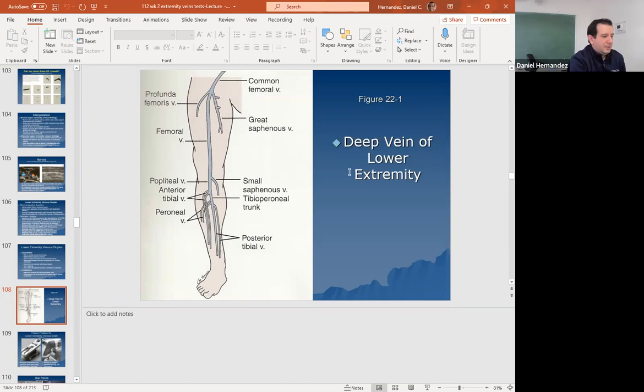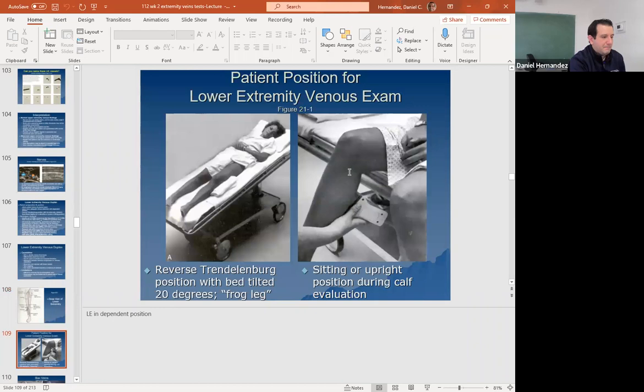Just the image showing our branches for the lower extremities. So position. So I like to raise the head up a little bit, lower the feet down a little bit, so that'll aid in some distension of the veins.